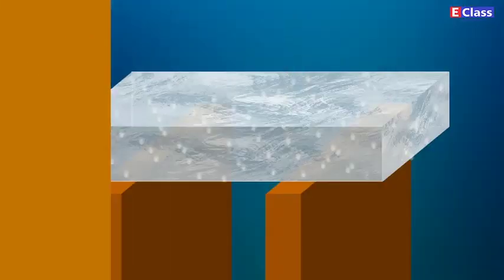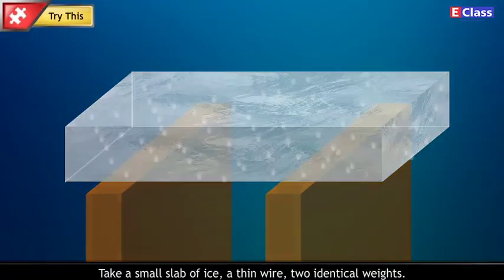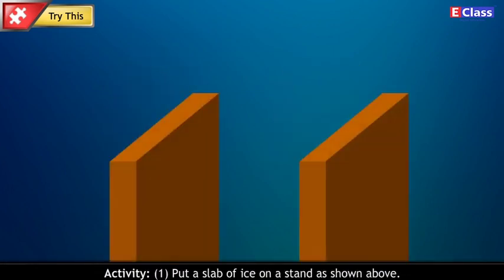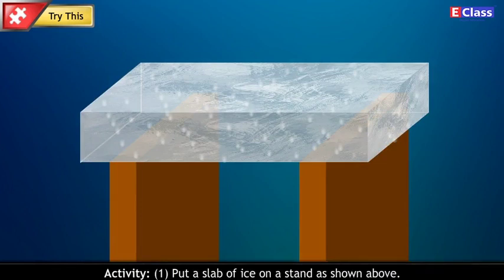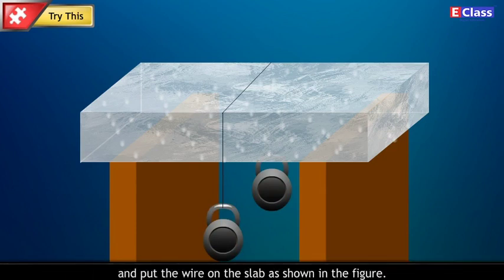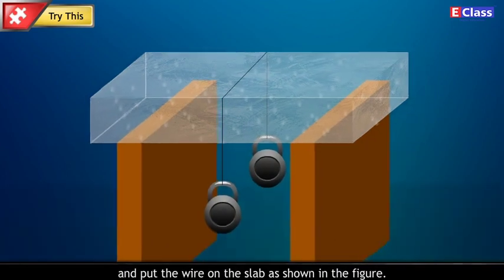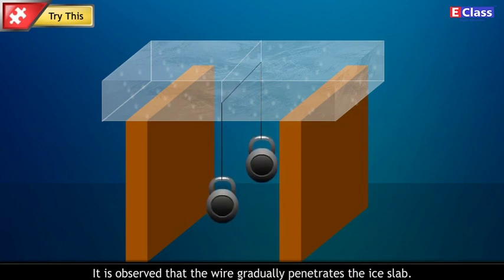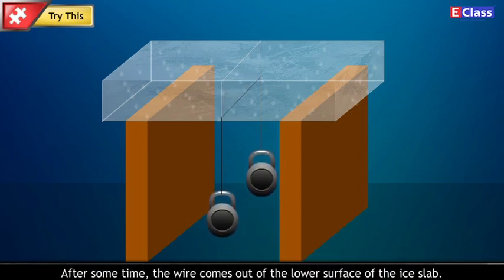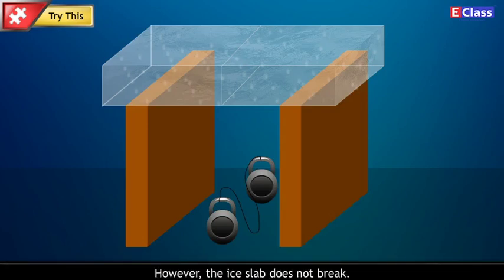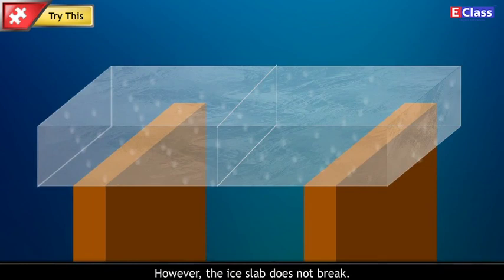Try this. Take a small slab of ice, a thin wire, and two identical weights. Activity: put a slab of ice on a stand as shown above. Hang two equal weights to the two ends of a metal wire and put the wire on the slab as shown in the figure. What do you observe? It is observed that the wire gradually penetrates the ice slab. After some time, the wire comes out of the lower surface of the ice slab. However, the ice slab does not break.